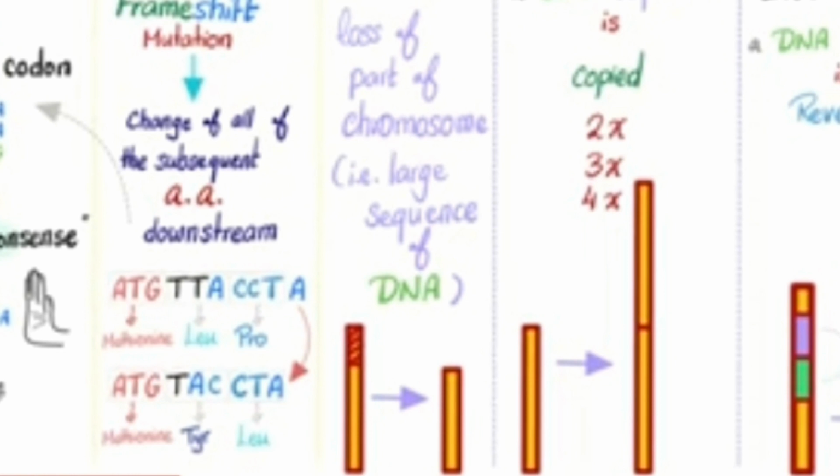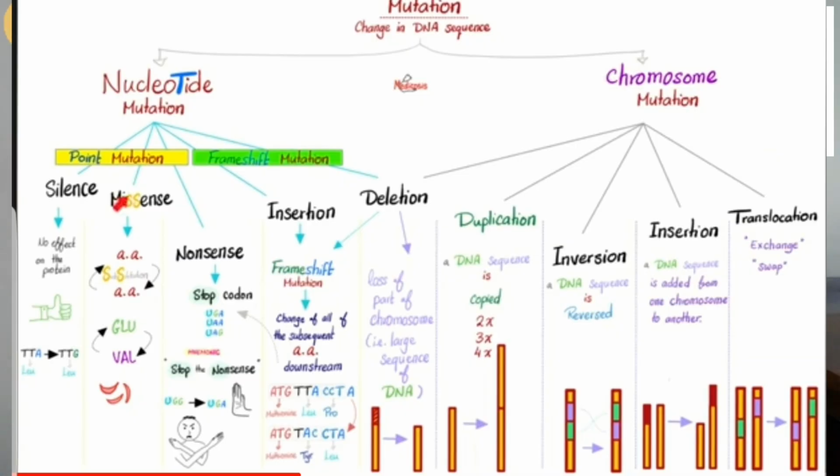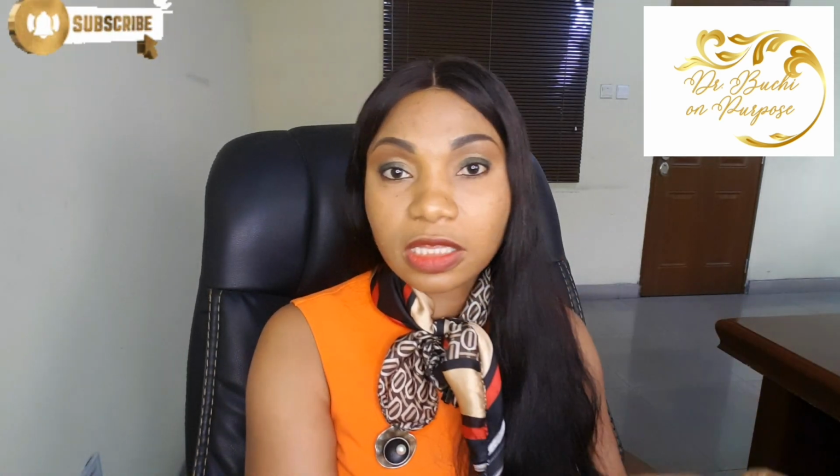Now we'll be looking at duplication. In duplication, this is the case where there used to be one sequence and you now have 2x, it is doubled, or 3x, it is tripled, or 4x to become quadruple. In the case of inversion, the DNA sequence here is reversed. It is a case where one used to be this and now it is no longer that, but something totally different, something else.